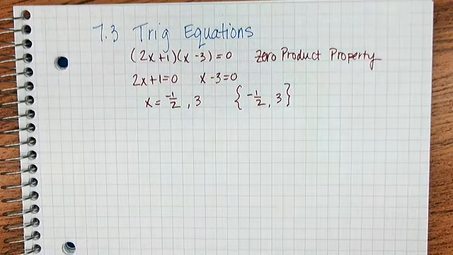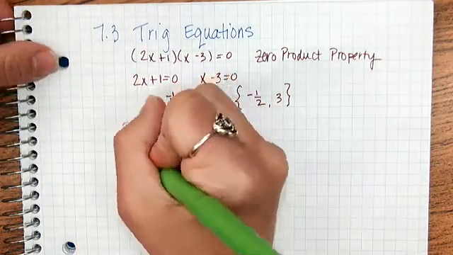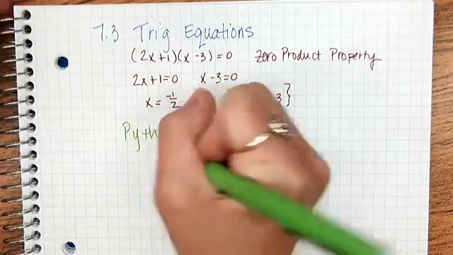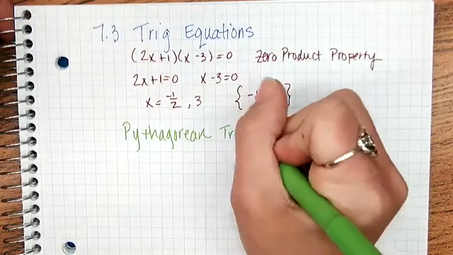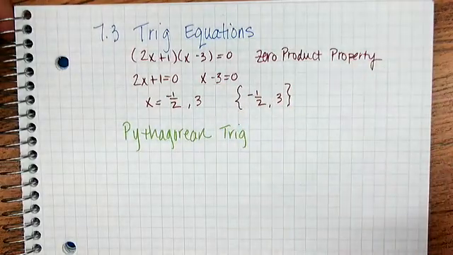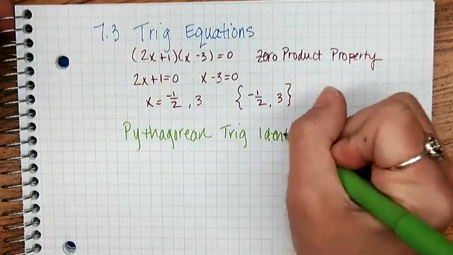Let's also go back, and you probably don't remember this, and that's okay. That's why we're going to review it. The Pythagorean trig identity. You don't have to know the names, but it's super important that you do. Okay, I just got done saying you don't have to, and then I said it's important. It's helpful. Pythagorean trig identity.